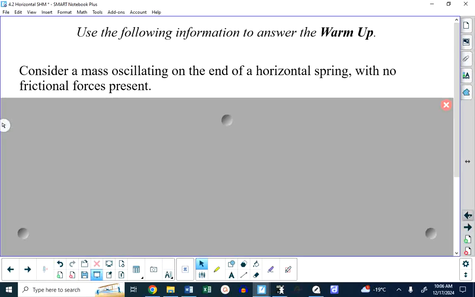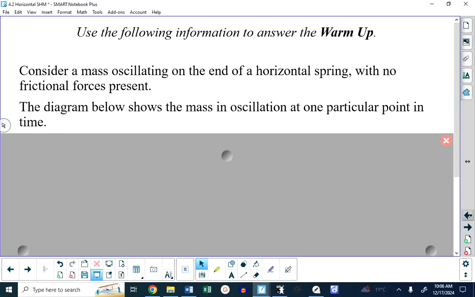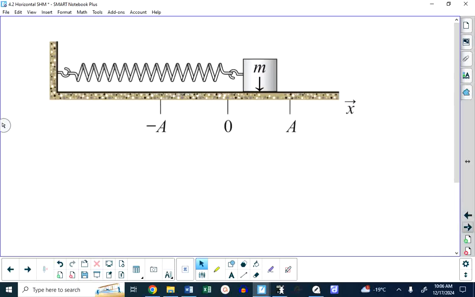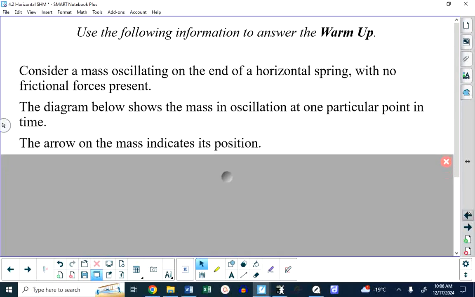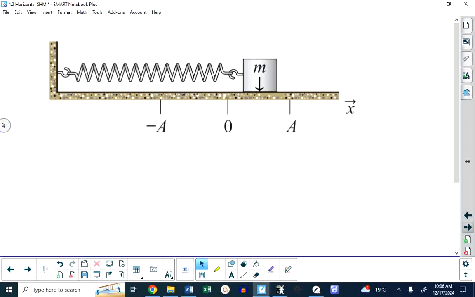What is important on this is that the mass on the spring is at a particular point in time in this picture. It happens to be not at the equilibrium position and not furthest away. So let's talk about the notation here. The arrow indicates its position. So in this diagram, this arrow is simply telling us where the mass is. It's etched on the aluminum block or whatever it is. It's written on there, spray painted on there, whatever.